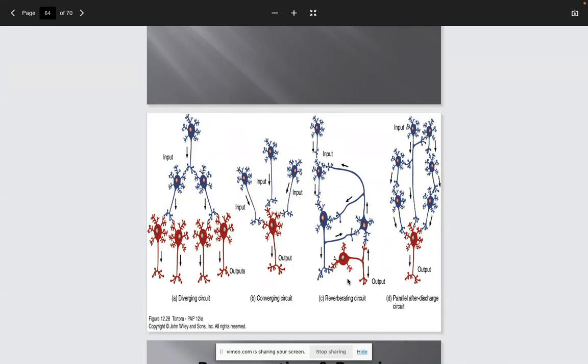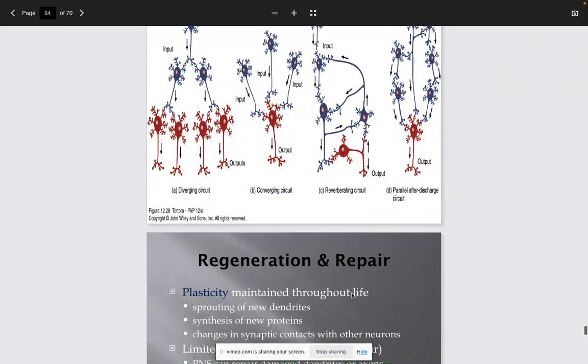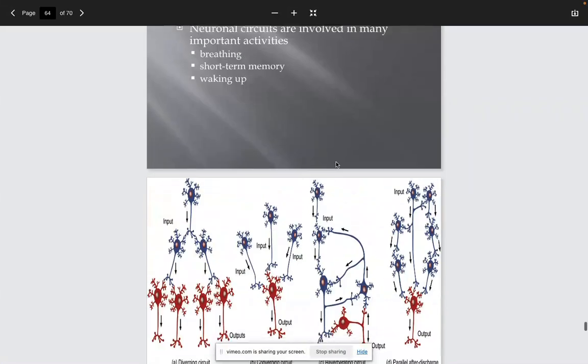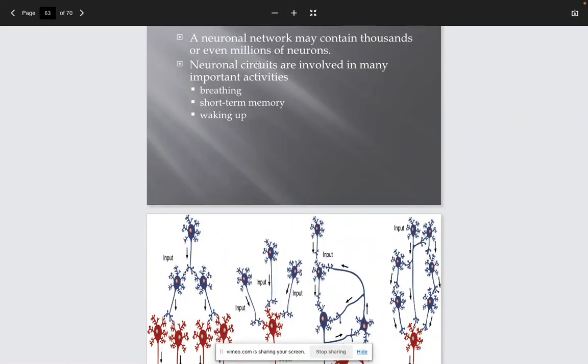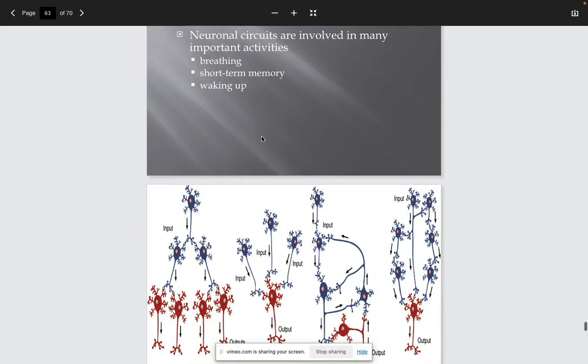And then this is, I don't know how to pronounce that. Essentially, for our purposes, just know that there are different circuits that are involved in many important activities, such as breathing, short-term memory, waking up, things that we do without even thinking about.